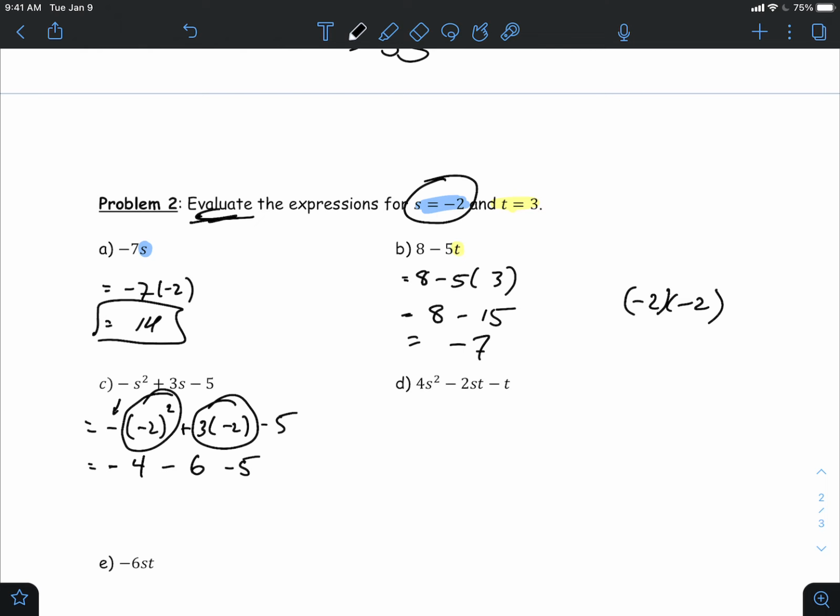So you get negative 4, take away 6, take away 5. Negative 4, take away 6. That's going to be negative 10. Take away another 5. We're going to be at negative 15.